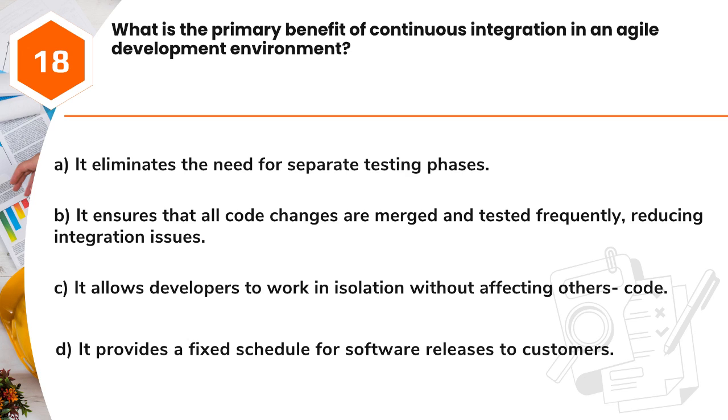What is the primary benefit of continuous integration in an agile development environment? A. It eliminates the need for separate testing phases. B. It ensures that all code changes are merged and tested frequently, reducing integration issues. C. It allows developers to work in isolation without affecting others' code. D. It provides a fixed schedule for software releases to customers.